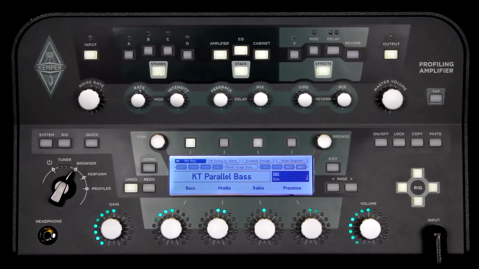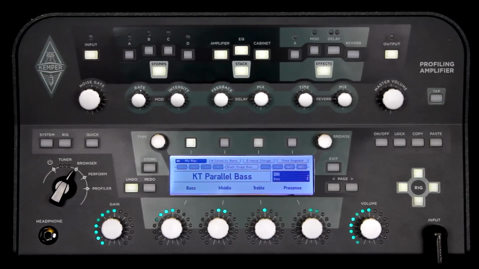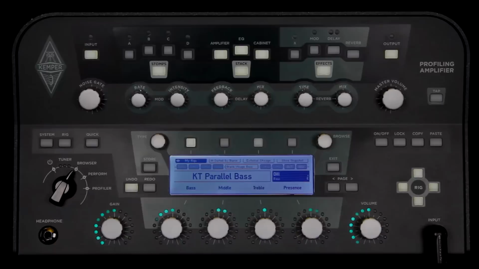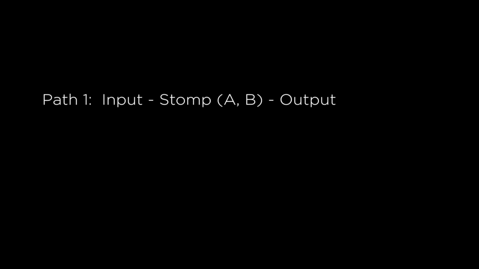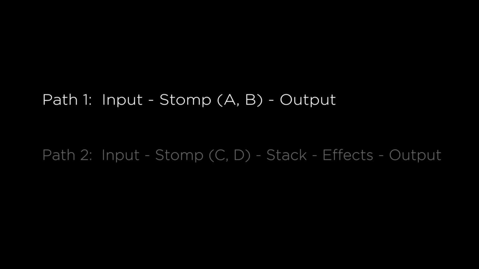In the profiler, you have the option to use a parallel path for your audio signal. This function will split the signal flow into two discrete paths. Part 1 will pass from the input through stomps A and B and from there straight to the output. Part 2 goes from the input to stomps C and D, then through the stack and the effect sections, and finally to the output.